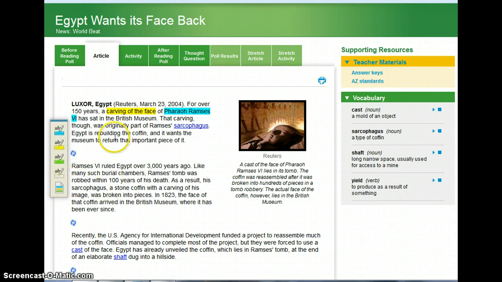It also talked about rebuilding the coffin, so I'm going to also highlight this in yellow. And then lastly, returning that important item was also a key point that needs to be highlighted in yellow. Lastly, I also need to determine where these things took place. I noticed at the very beginning of the article, Luxor, Egypt was noted as to where this happened. So I'm going to highlight that in green. Also, the British Museum was a place that this paragraph discussed and where the carving ended up.